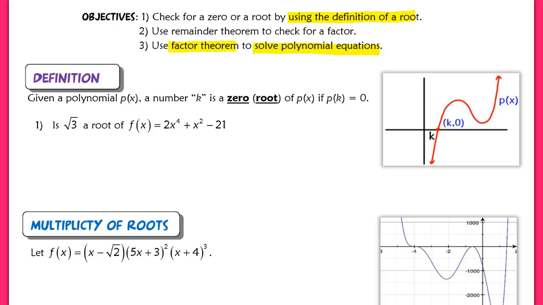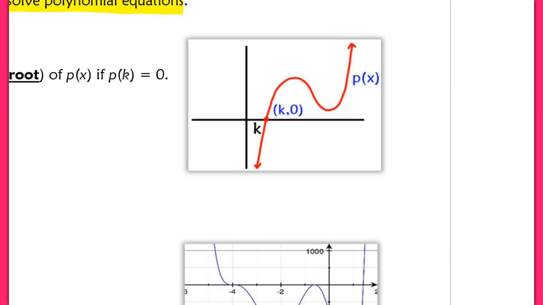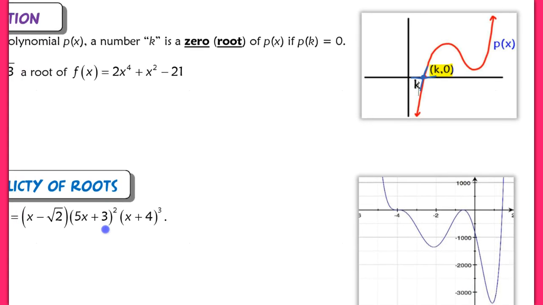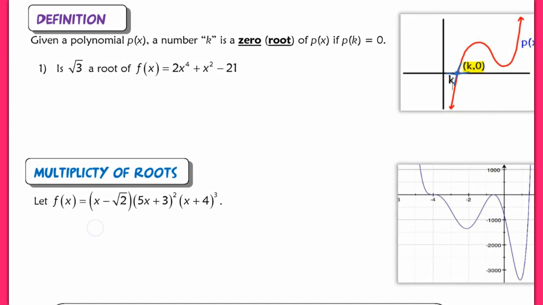Alright, this seems pretty intuitive, but here I have a picture. k is a zero of the function only if in the function p of x, in other words p of k, is equal to 0. So graphically, you would see that it crosses the x-axis at that value. We're familiar with this term, but I do want to define it because we're going to use this concept to answer questions like question 1, where it says, is the square root of 3 a root of this polynomial here?